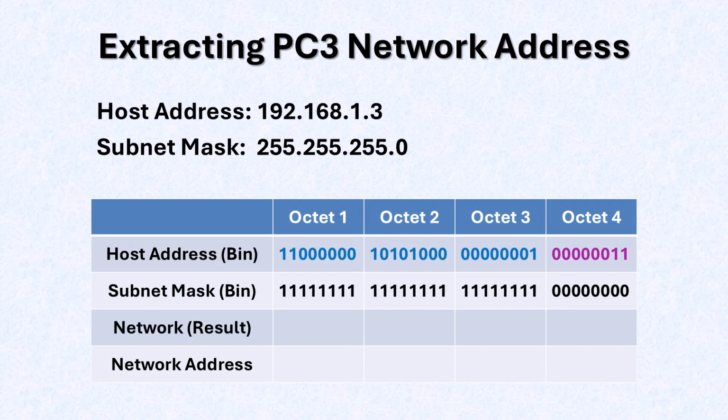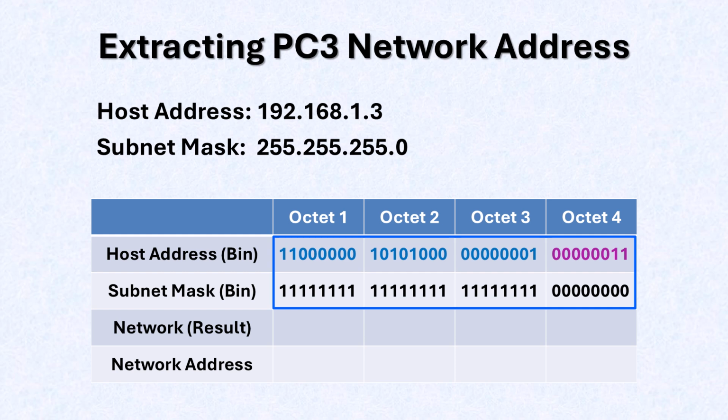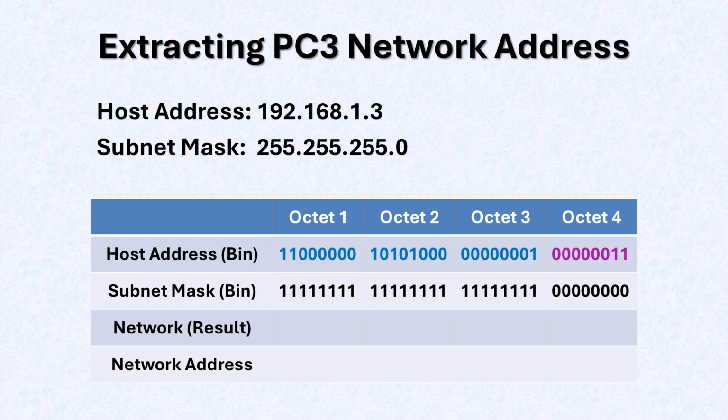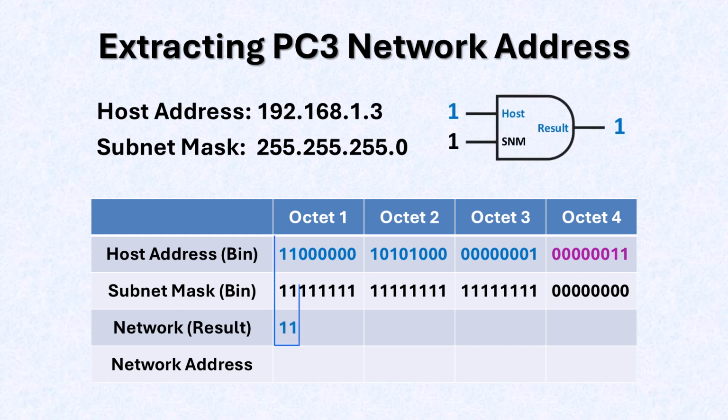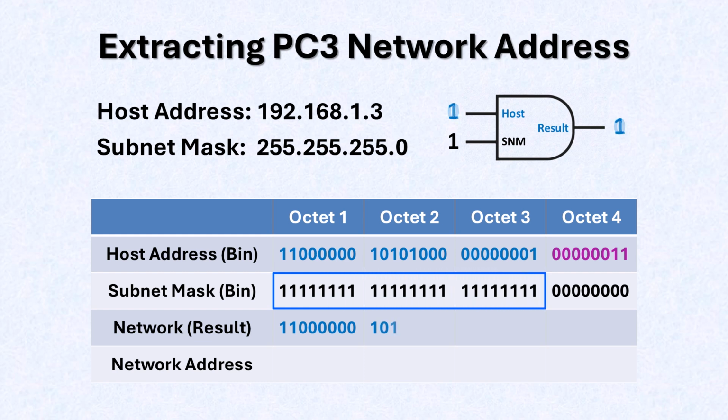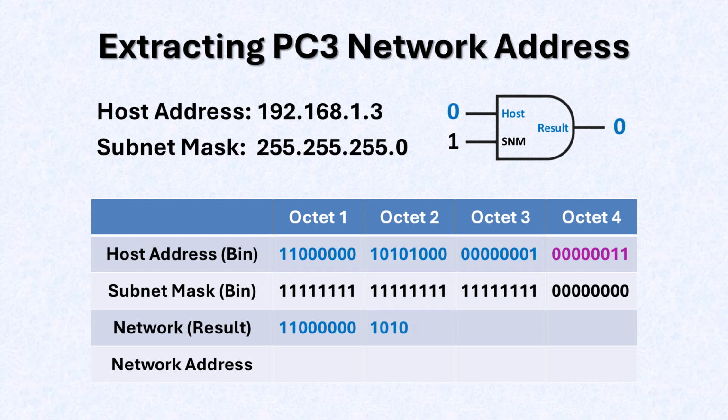In our case, the PC will perform the AND operation between its host address and its subnet mask. As mentioned, when both input bits are 1, the result is 1. This is the case for the first 2 bits. If at least one of the input bits is 0, the result is 0. This is the case for the next 6 bits. Notice how octet 1, 2, and 3 all have 1s in the subnet mask. This means the original bits in the host address will filter through unchanged.